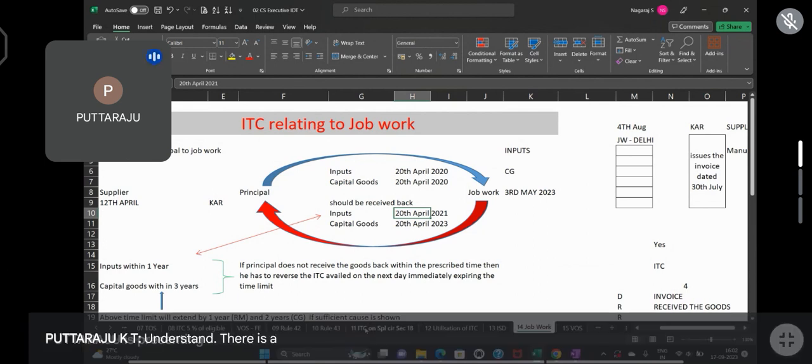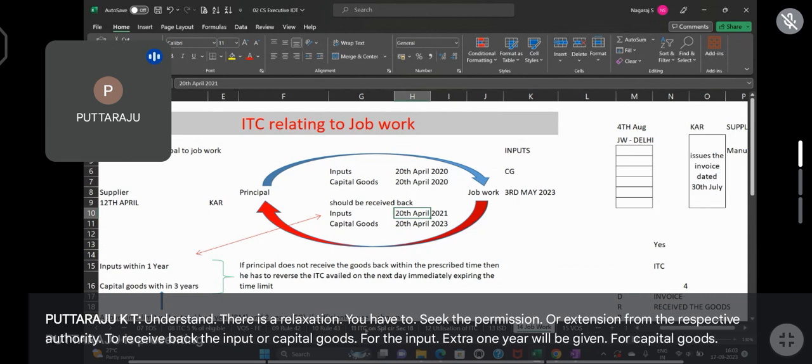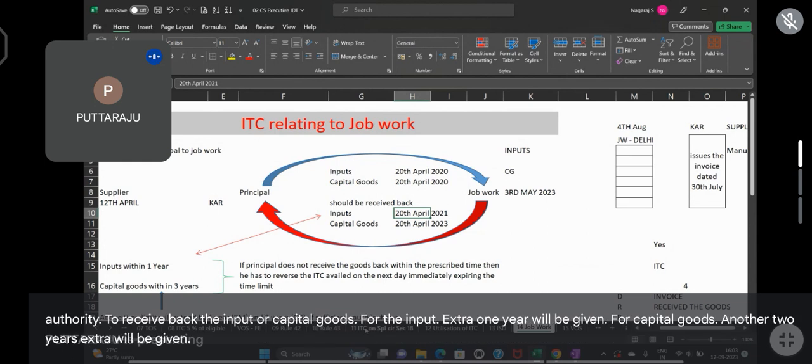There is a relaxation. You have to seek the permission or extension from the respective authority to receive back the input or capital goods. For the input, extra 1 year will be given. For capital goods, another 2 years extra will be given. That means input you can receive within 2 years, if permission is granted. You have to apply for the permission.